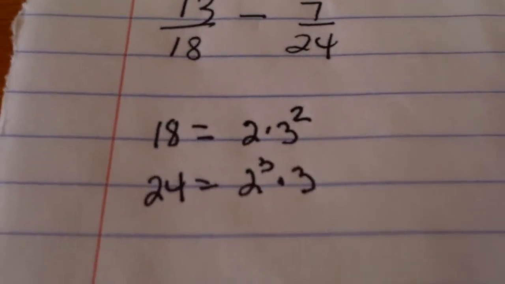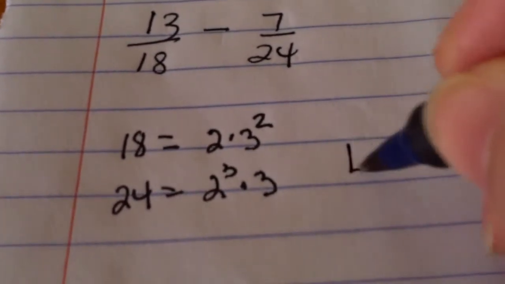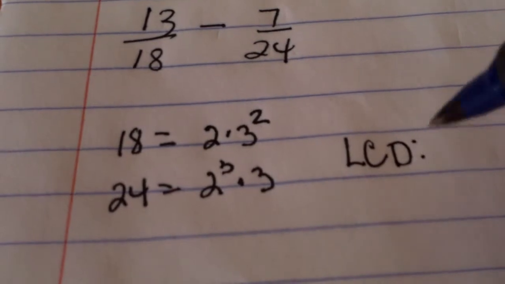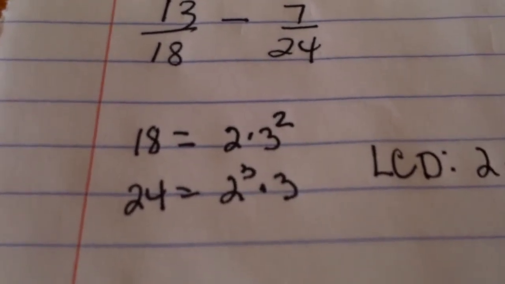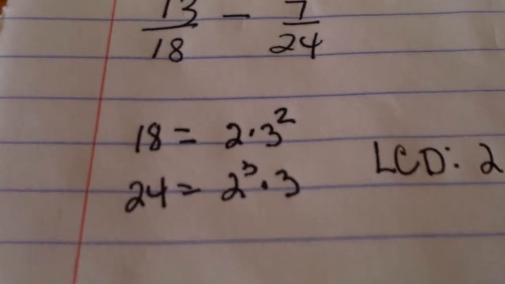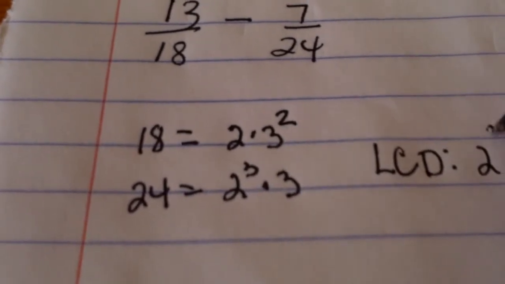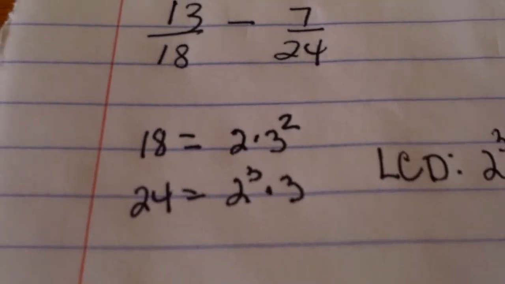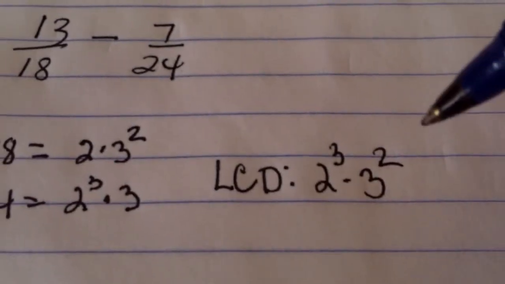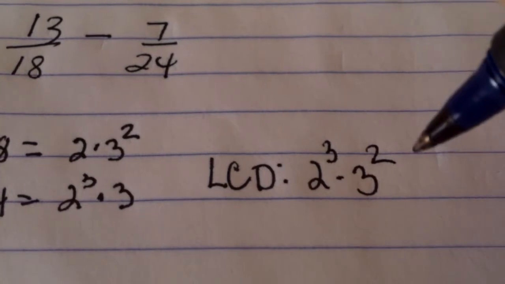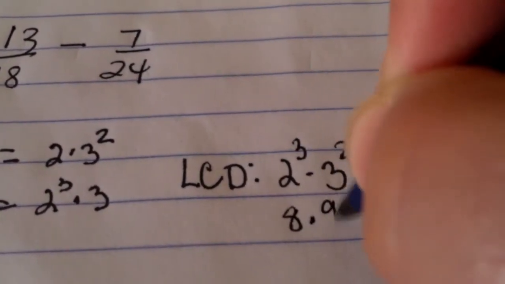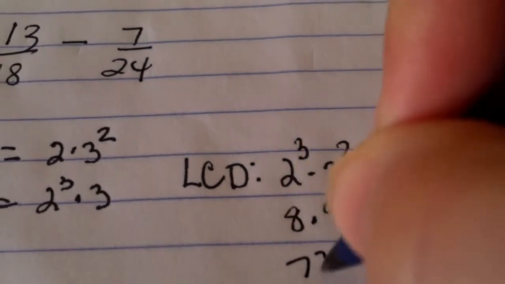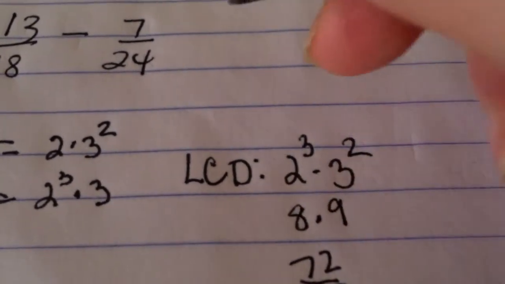Now here we go. Remember, our common denominator is the product of all the different factors we see. I see 2's and 3's, but since there are exponents, you take it to the highest exponent that you see at any one time. So that would be to the 3rd power for the 2's and for the 2nd power for the 3's. 8 times 9, or 72.